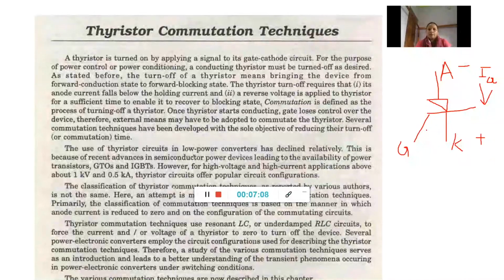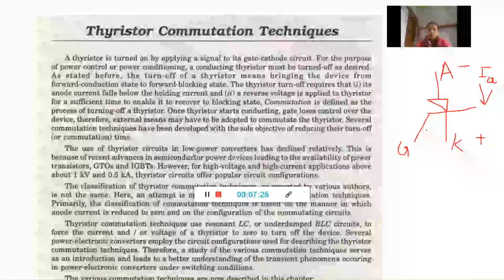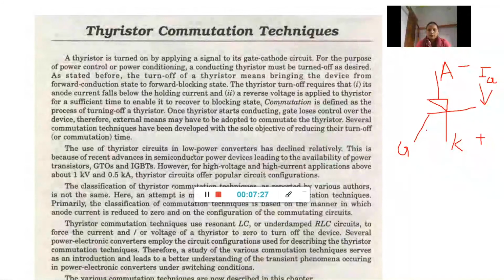So there are several commutation techniques. Here we will study some of them. Under the classification of commutation techniques, we will study some types like class A commutation technique, class B commutation technique, class C, class D, class E, and class F. What are these different types of commutation techniques? We will go through them just after some time.